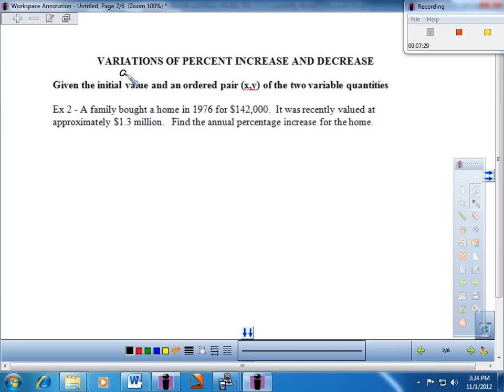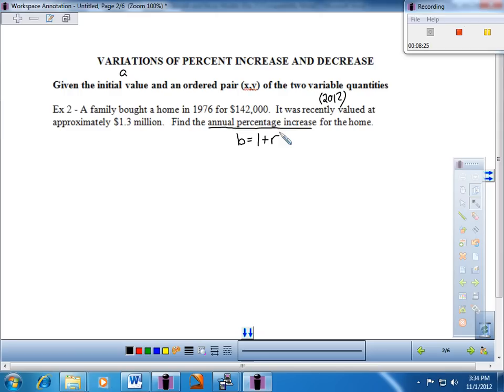So this happens to be the example of my folks' home. And so here's what I have. A family bought a home in 1976 for $142,000. It was recently valued, and just so we're uniform here, everyone, this video is being made in 2012, so let's do 2012 there. So recently valued at approximately $1.3 million. Find the annual percentage increase for the home, meaning by what percent does the value of the home increase from one year to the next year to the next year to the next year. And really, when you ask for something along these lines, this is going to be our b value, because our b value is determined by 1 plus that percentage increase.